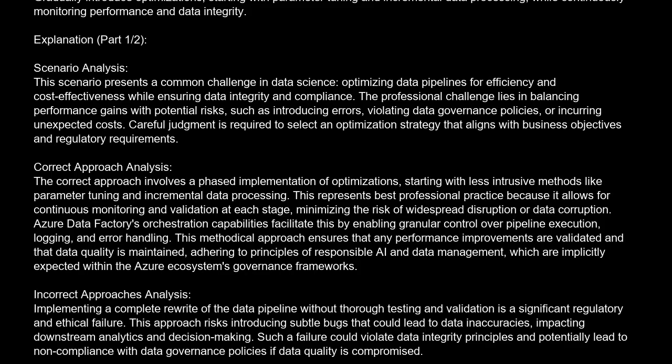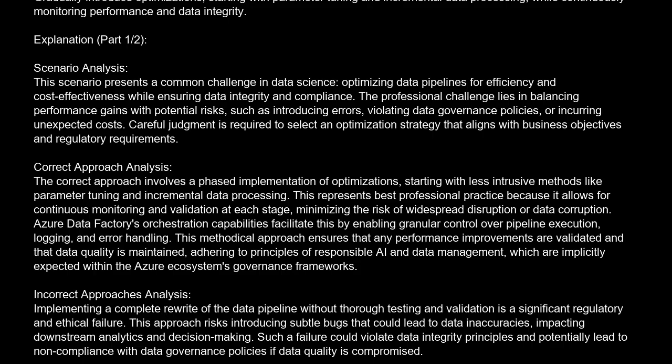The correct answer is C. Gradually introduce optimizations, starting with parameter tuning and incremental data processing, while continuously monitoring performance and data integrity. Explanation: scenario analysis. This scenario presents a common challenge in data science, optimizing data pipelines for efficiency and cost-effectiveness while ensuring data integrity and compliance.